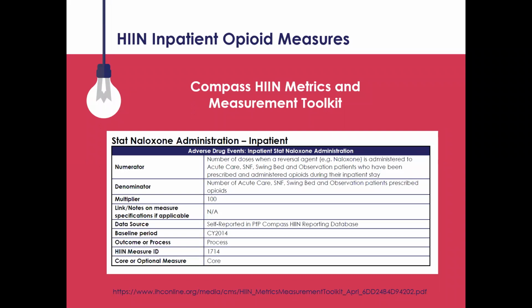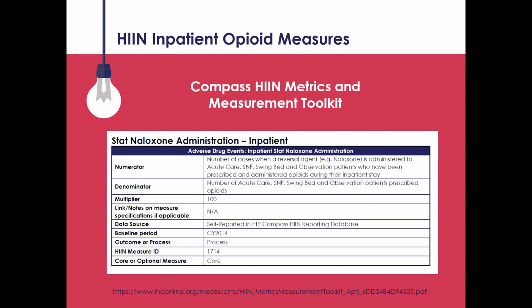This is the first of 2 HIIN opioid-related inpatient measures. Naloxone administration inpatient is a self-reported HIIN measure. Hospitals are requested to report their data on a monthly basis to allow for more real-time monitoring and analysis. This table that you see in the slide is an excerpt from the Compass HIIN Metrics and Measurement Toolkit, and a link is at the bottom of this slide. You don't need any special access to obtain it. It's actually out on our website, so I encourage you to look at it.